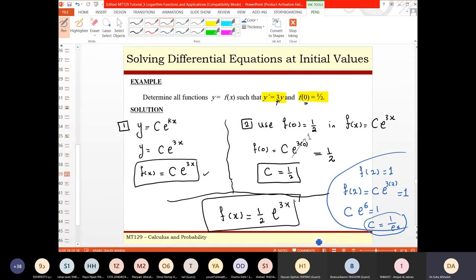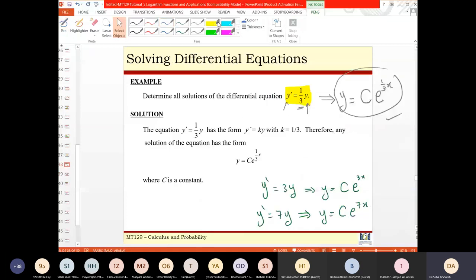The 3 constant, yes, the 3 from here. This is the 3. It came from the differential equation itself. The previous example was 3. I gave you more than one example. Here for example it was 3, here it was 7, the constant. It depends on the question.